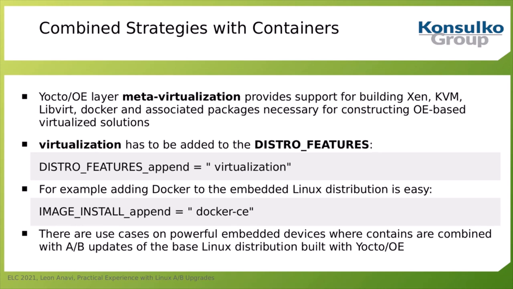virtualization. If you have your own distro, you can do it there. Alternatively, if you are looking for a quick solution, you can just add with append the virtualization to the distro features in local.conf. So once you have the layer and the virtualization distro feature enabled, you can install to the image, for example, Docker, and run Bitbake to build it. So the idea here is that there are use cases on powerful embedded devices where containers are combined with AB upgrades of the base Linux distribution built with Yocto and Open Embedded. So meta virtualization is your friend if you're looking for such kind of a solution.